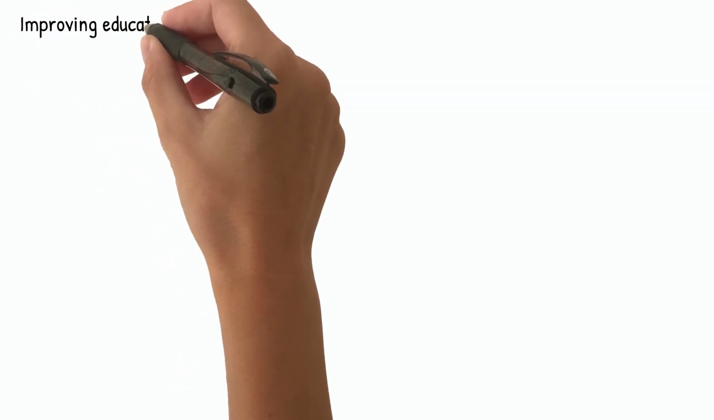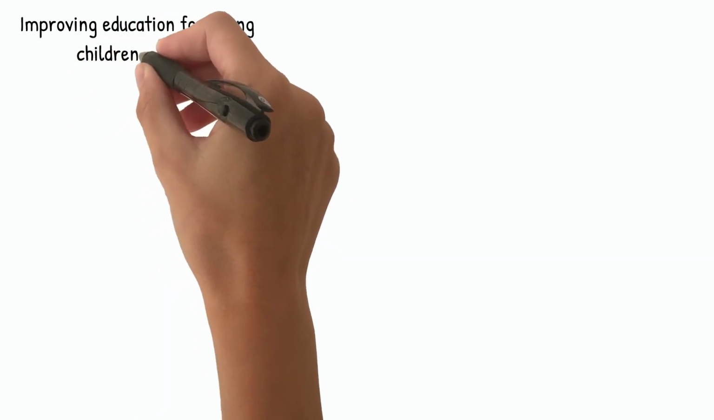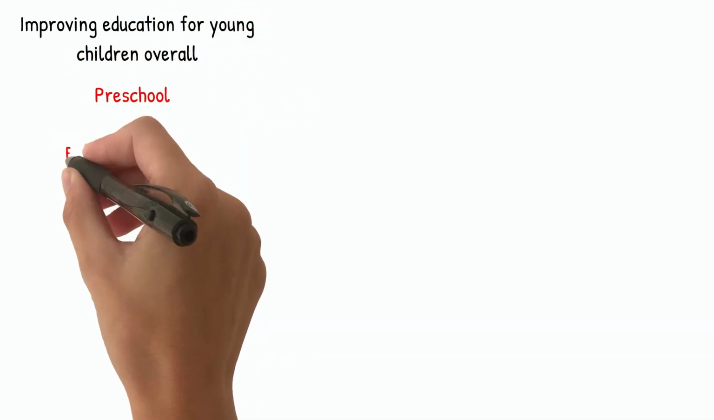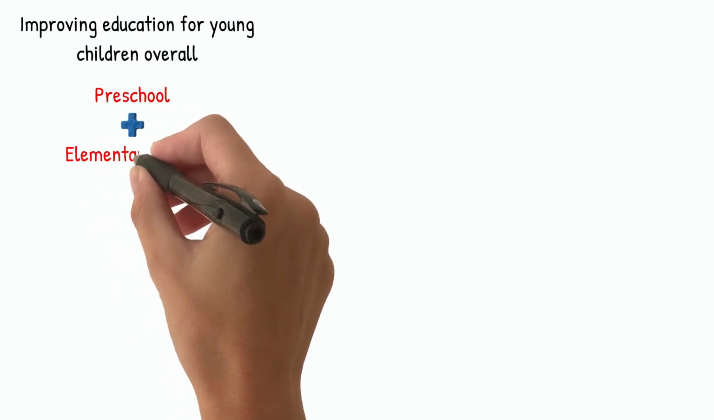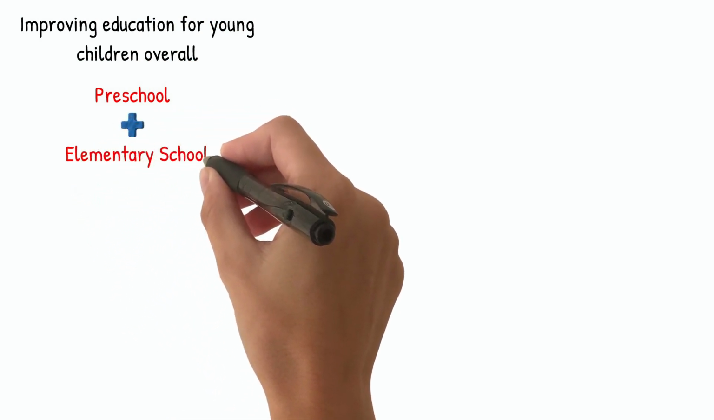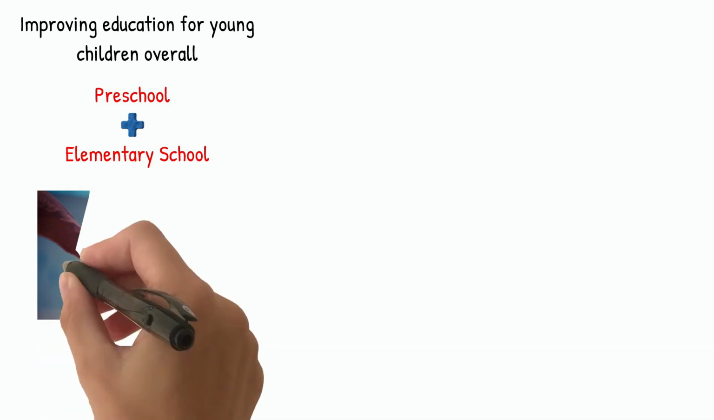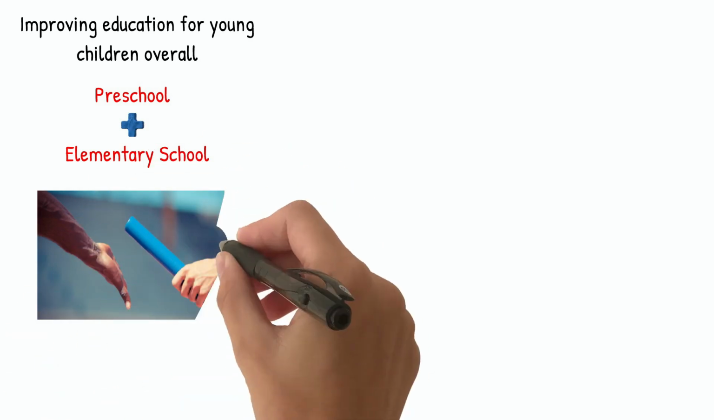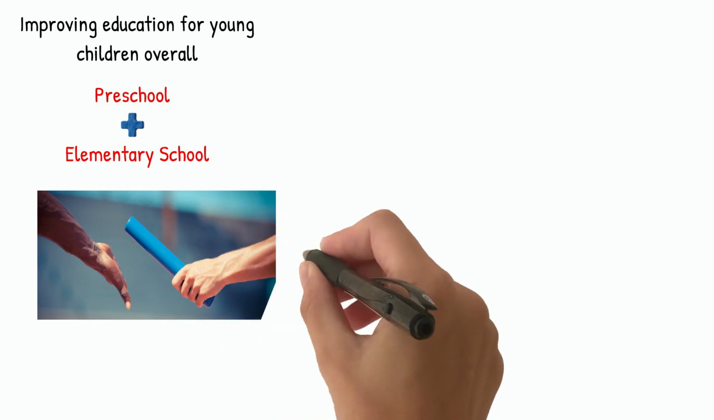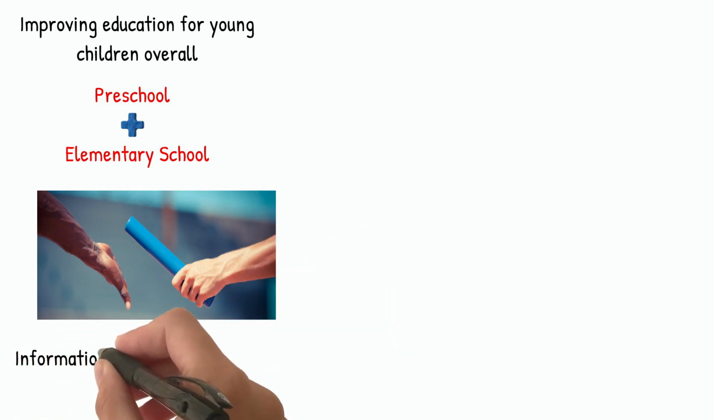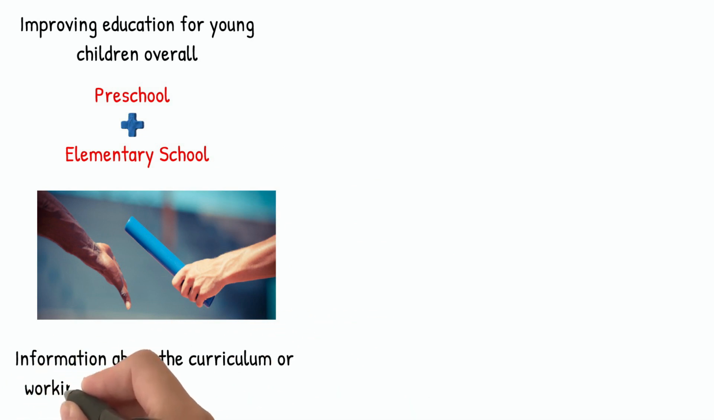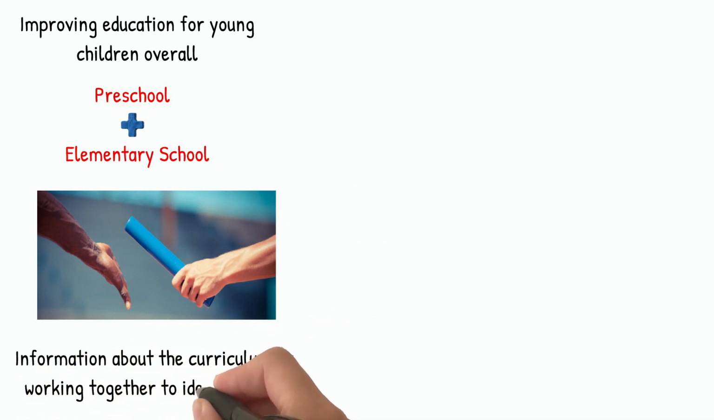2. Another challenge is improving education for young children overall. One way to do this is by creating better connections between preschool and elementary school. When teachers can work together to make sure that children have a seamless transition between these two stages of education, it can make a big difference in their learning outcomes. This might mean sharing information about the curriculum or working together to identify areas where children need extra support.